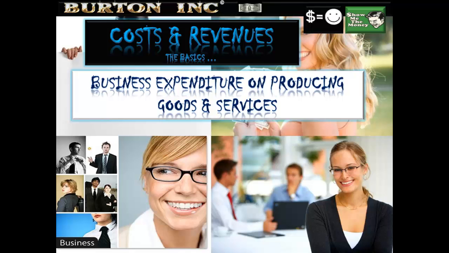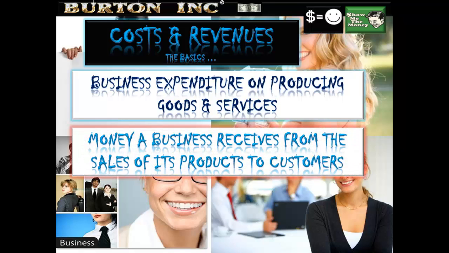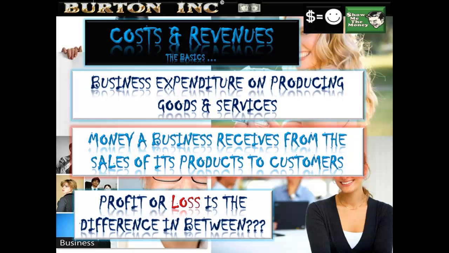Okay, costs: business expenditure on producing goods and services. Revenues: money a business receives from the sale of its products to its customers. And then profit or loss is the difference in between. Profit is what all businesses are aiming to produce and, in most cases, to maximize. Profit is where costs are less than the revenues, and loss is when revenues are not enough to cover the costs of producing the goods or services.